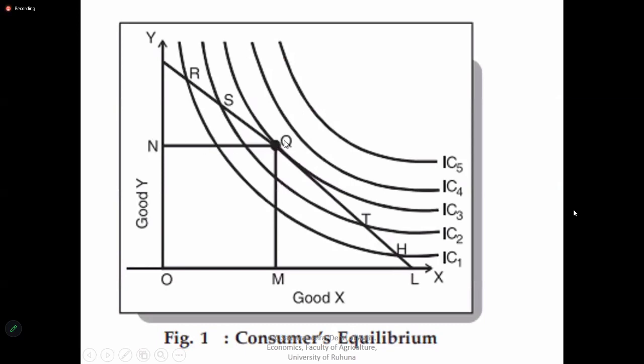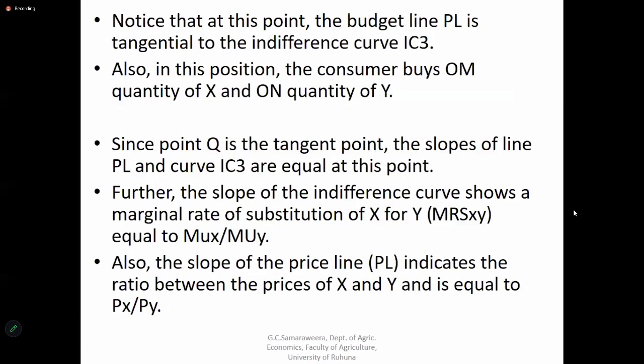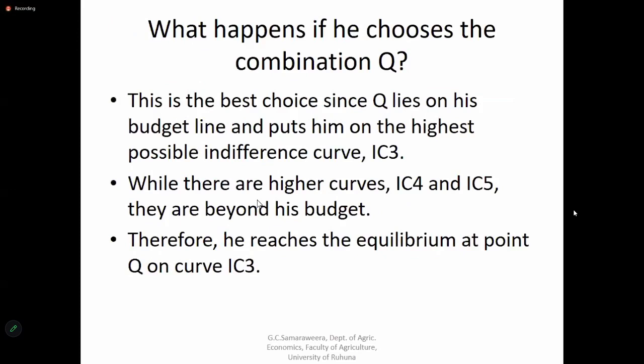That is the combination, let's say here 10 units of good Y or maybe 5 units of good X. It depends according to the data. So this is all I explained. The other higher curves, IC4 and IC5, are beyond his budget, more than the budget. Therefore, he reaches the equilibrium at point Q on curve IC3.